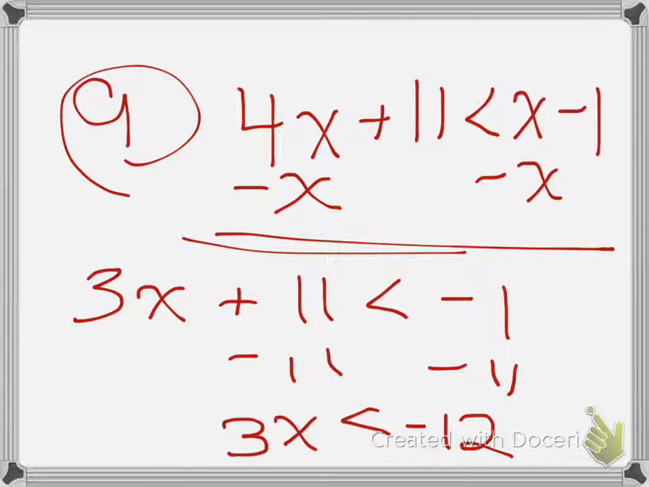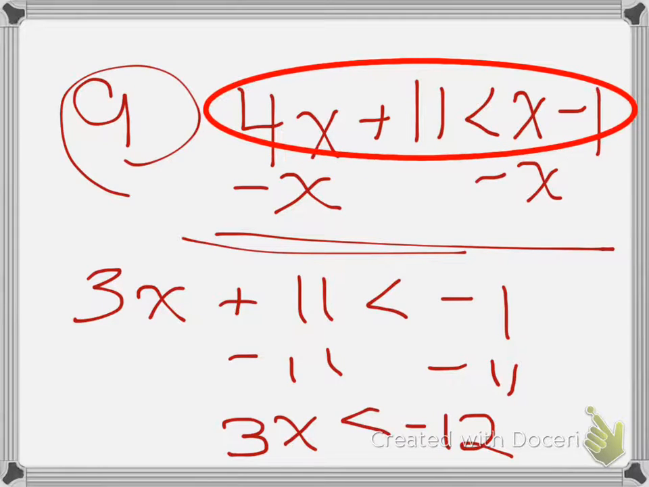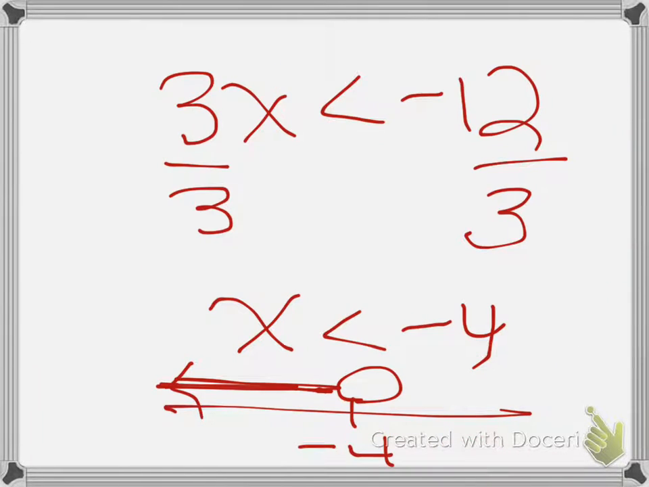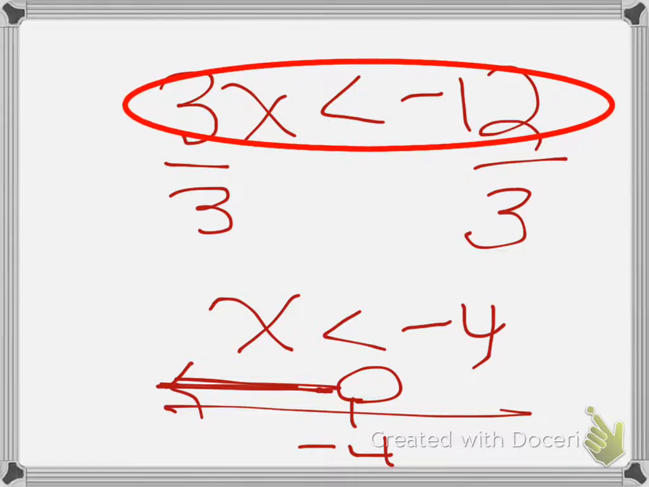On number 9, I just showed a basic, hey, we need to solve this problem. Here's the original problem. We need to get our x's together. So I subtracted x over here. That cancels and brought it over here. Once I did that, I got 3x plus 11 is less than negative 1. I subtracted 11 right here, and then I did it to the other side to get 3x is less than negative 12.